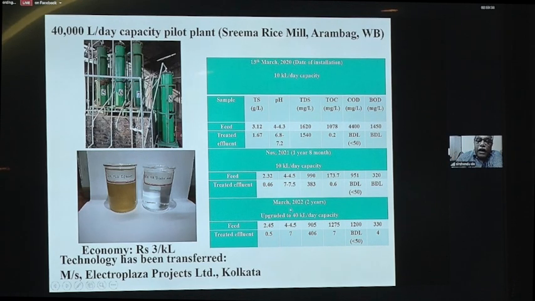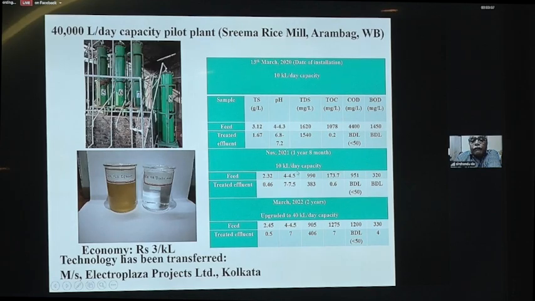Now this rice mill owner has requested to increase the capacity to 40,000 liter per day. So only this month in this year, we have upgraded the filter to 40,000 liter per day capacity by putting 3 more columns. And if you look into the physical appearance of the water, this is the raw rice mill effluent, and this is the treated one. And the economy is very good. It takes only three rupees for processing 1,000 liter of water.